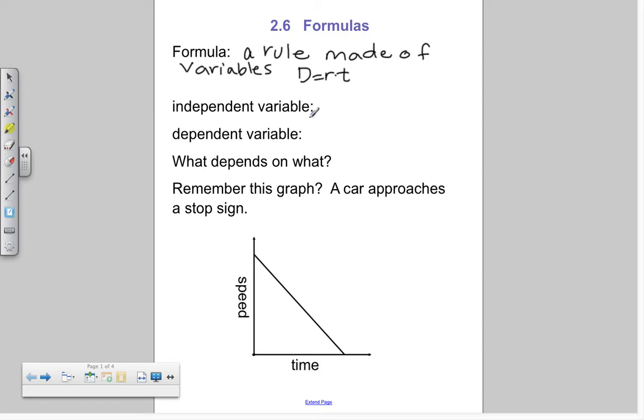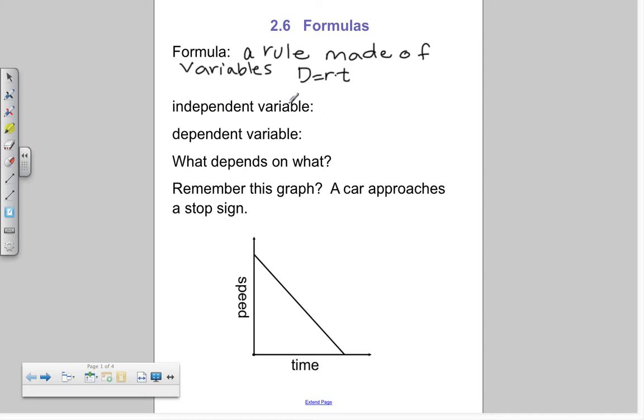So what we're going to talk about here is not only using formulas in this unit, but we're also going to be talking about how the variables are related to one another. So it's going to be very similar to the different families that we talked about before. The hyperbola family, the parabolic family, and the linear family. So you'll see that in a moment.